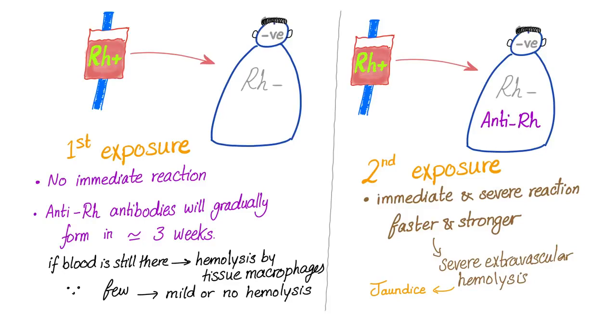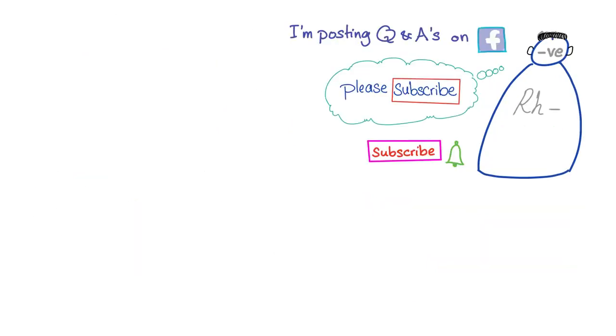This doesn't have to be a blood transfusion. It could be labor during pregnancy. It can be abortion, whether elective or spontaneous. It can be a ruptured ectopic pregnancy, whatever. That's it for today. In the next video, we'll discuss hemolytic disease of the newborn.